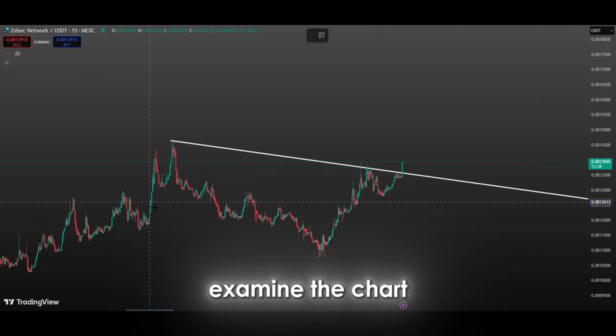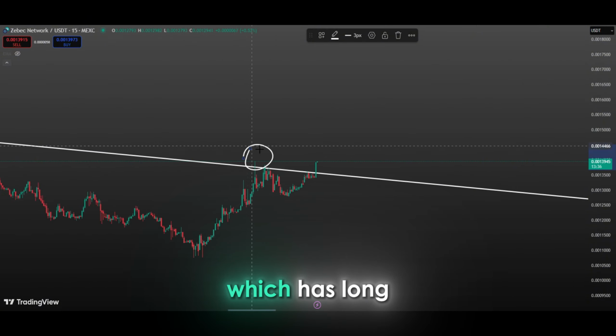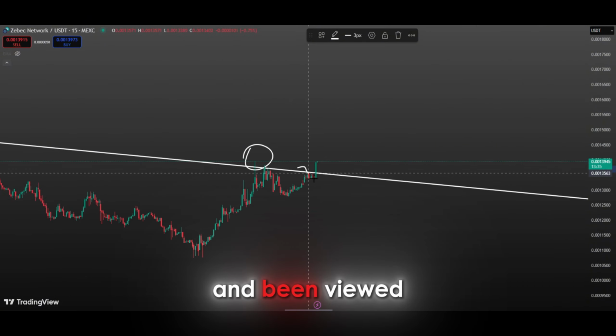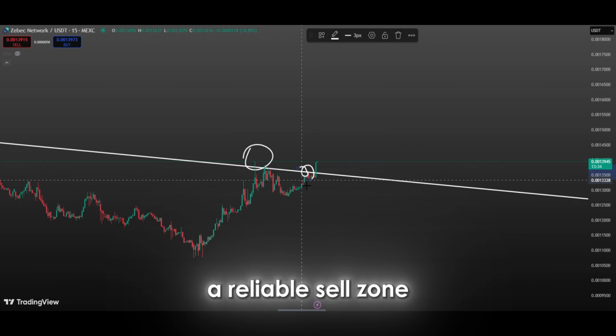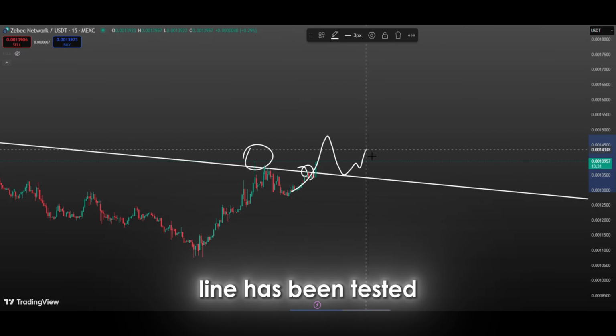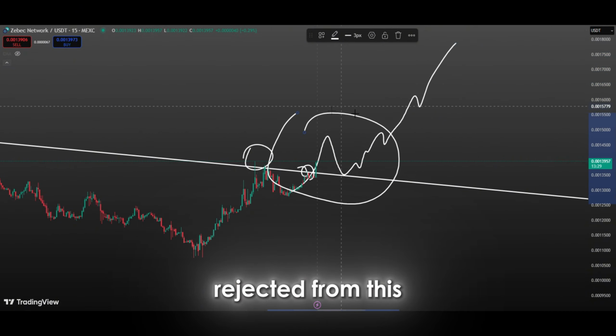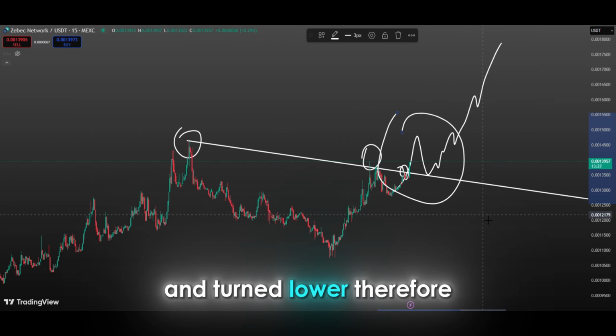When we closely examine the chart, we can observe a clearly defined descending trend line, which has long suppressed price movements and been viewed by investors as a reliable sell zone, has finally been broken to the upside. This descending trend line has been tested multiple times in the past, and each time the price was rejected from this resistance level and turned lower.